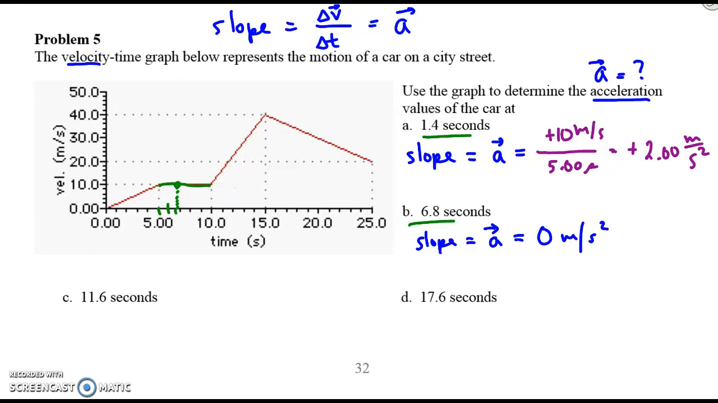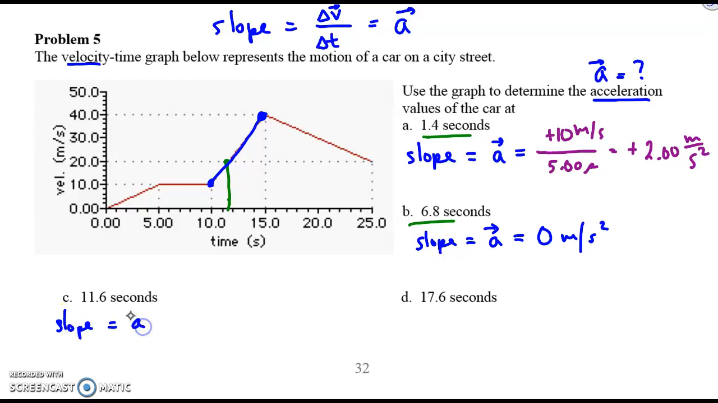On to part C. Find the acceleration at 11.6 seconds. So 10, 11.6. And then I trace over. Maybe it's slightly below 20. Hard to tell. Fortunately, I do not need the exact coordinate, because this entire line right here has only one slope or acceleration value. So at 11.6 seconds, to get the acceleration, all I need is the slope of this line. And so I can choose any 2 points, including the endpoints.